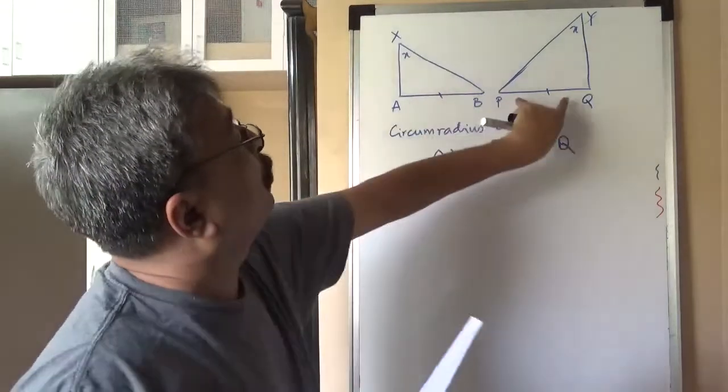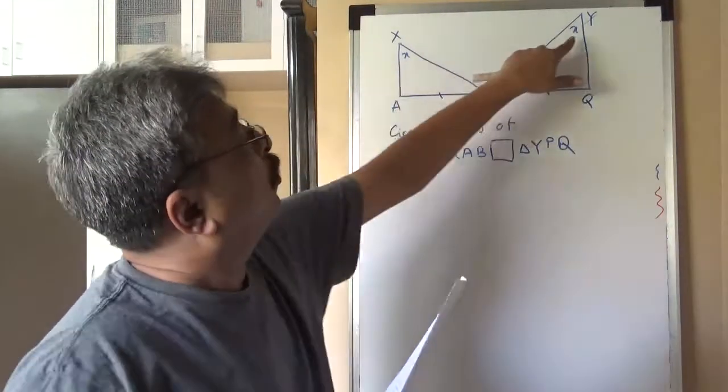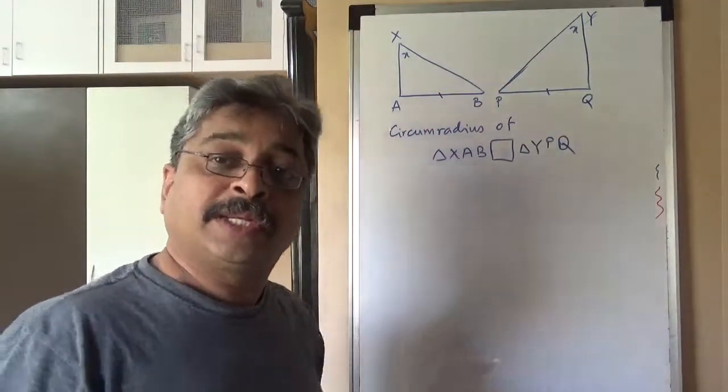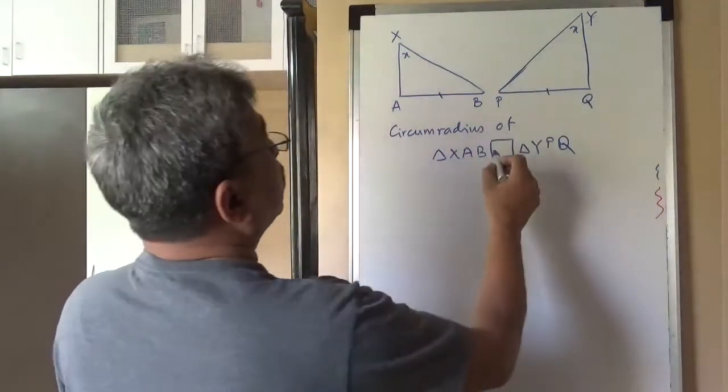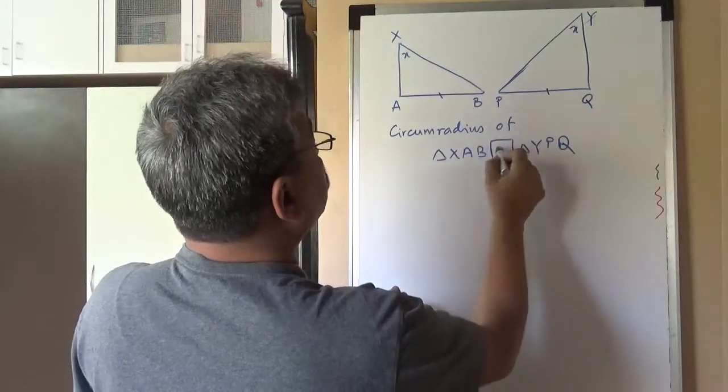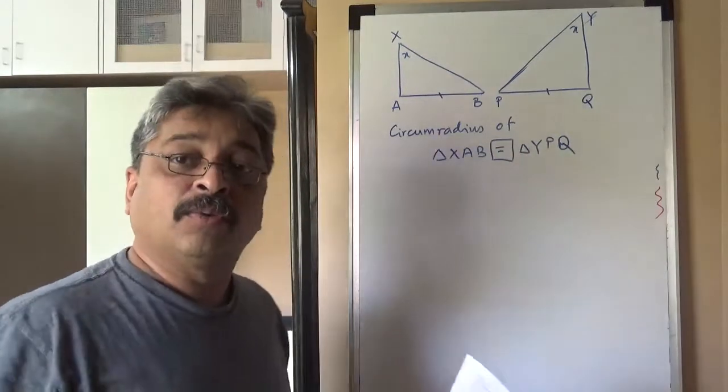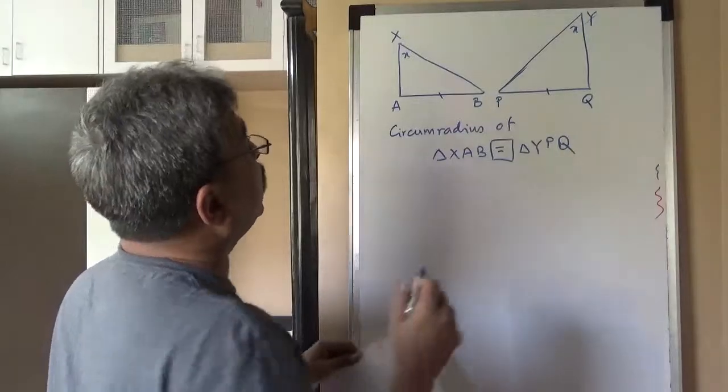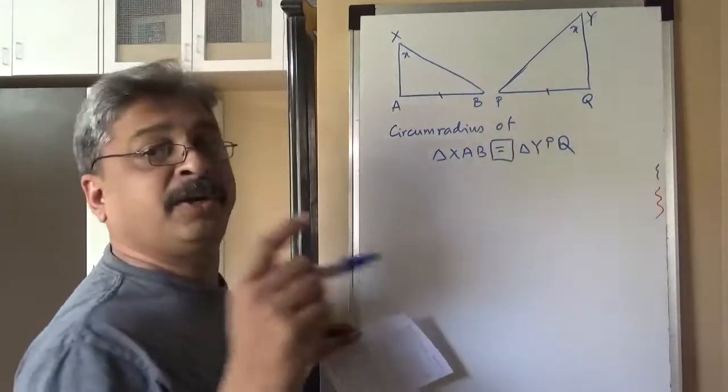Given AB congruent PQ and the angle over here is same, in that case, the answer is circumradii of both these are equal. Now, why are they equal? They are equal because we can prove it in two different ways.